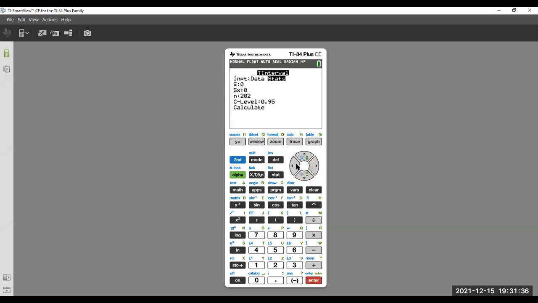T interval. I could use raw data, in which case I'd be pointed towards a list, but I've got stats. So 78.2. The standard deviation, I think, was 7.9. The sample size was 40. And I'm going to go with the 95% confidence interval. It's always the most popular. And there we go, 75.7. I'm going to take one decimal place. I want it the same as my X bar. There's my point estimate, by the way, 78.2 and 80.7 on the high end.